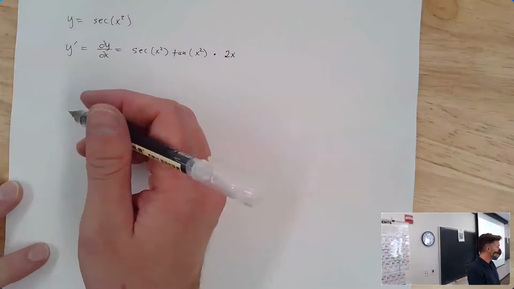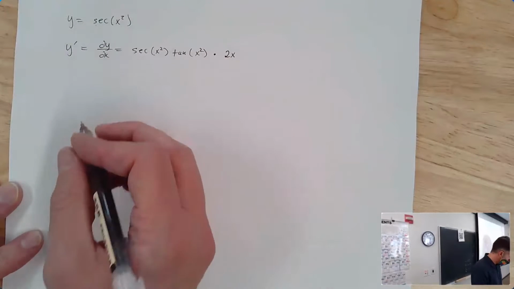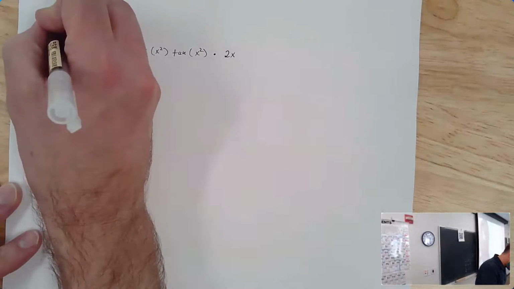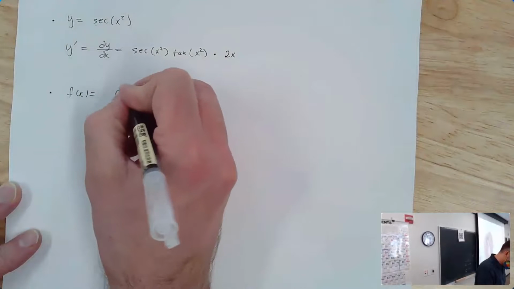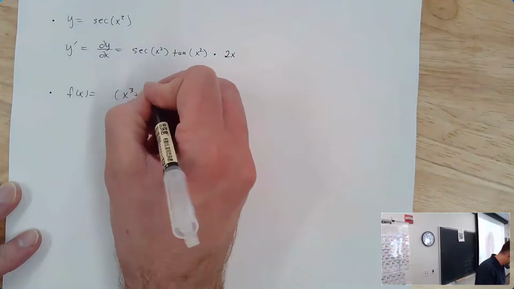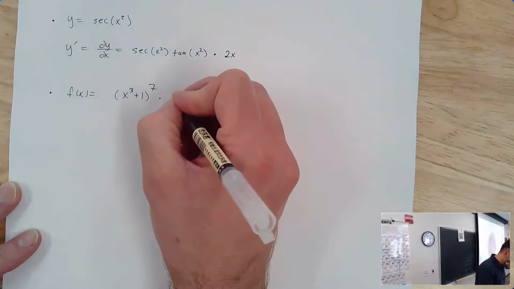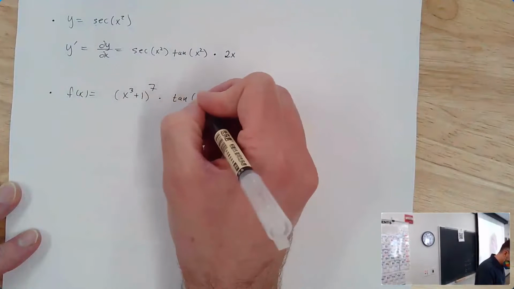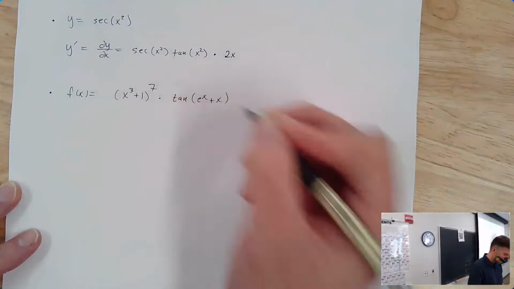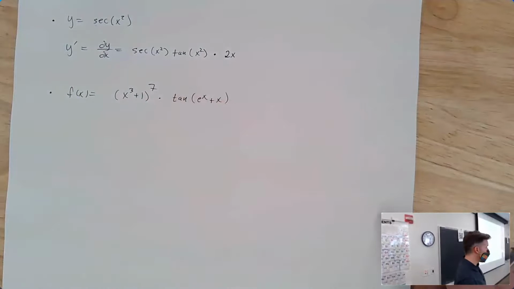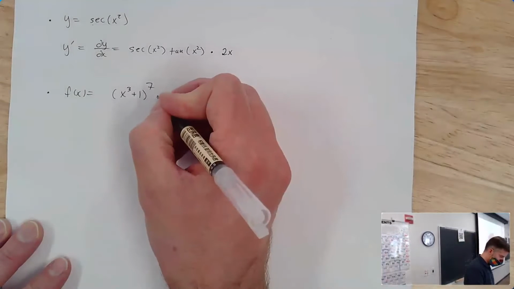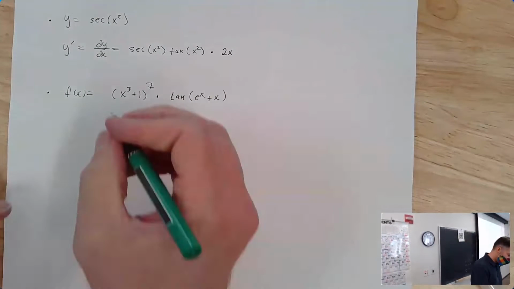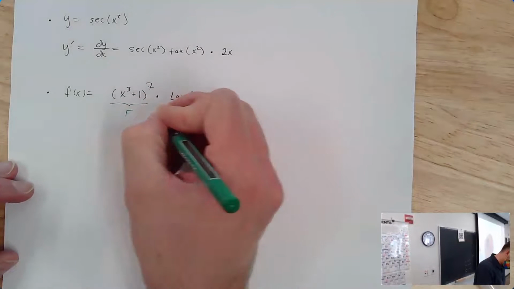Our other rules are still applicable, meaning if I have something like f of x equal to x to the 3rd plus 1 to the 7th times tangent of e to the x plus x, not only do I have some chain rules in there, I also have a product rule. Right? I've got a function times another function.